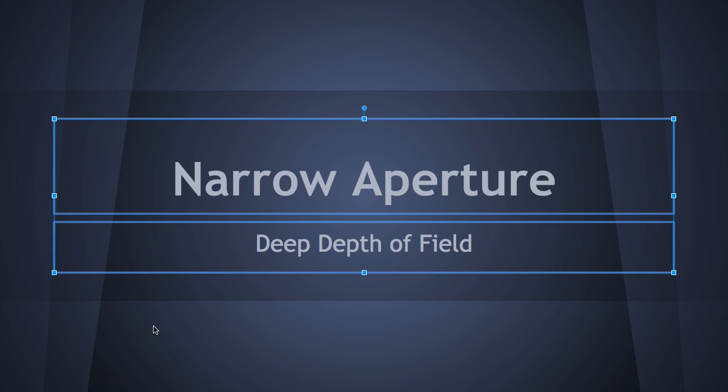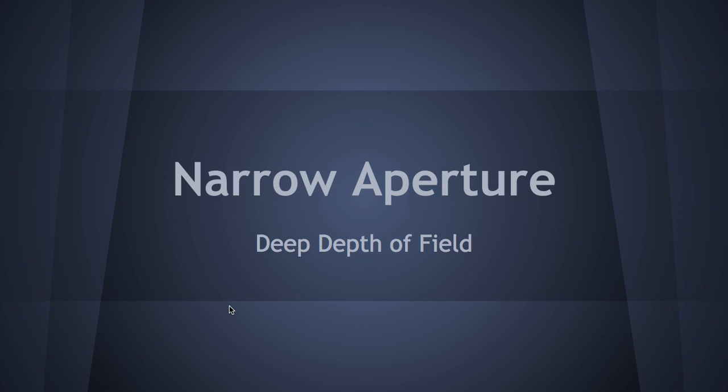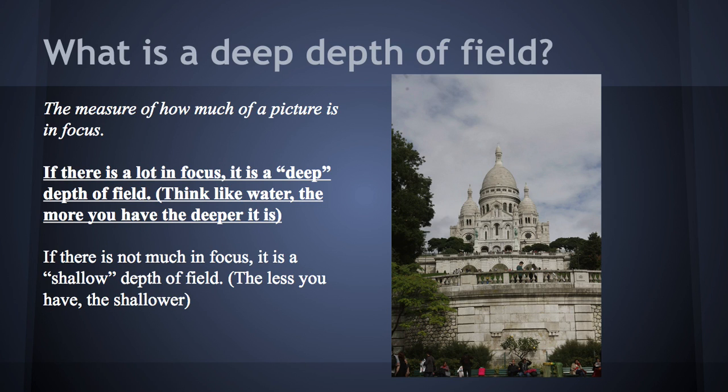All right, folks, I'm back to talk to you about narrow aperture, or a deep depth of field. And again, what is a deep depth of field? It is much like a shallow depth of field. And like any depth of field, it is still the measure of how much of a picture is in focus. If there's a lot in focus, it's a deep depth of field. Think like water. The more you have, the deeper it is. If there isn't very much in focus, it's more of a shallow depth of field. The less you have, the shallower.